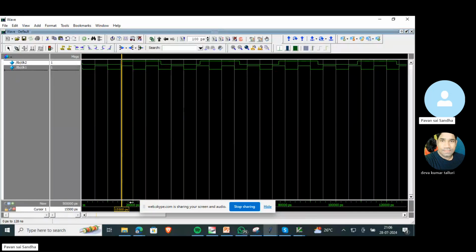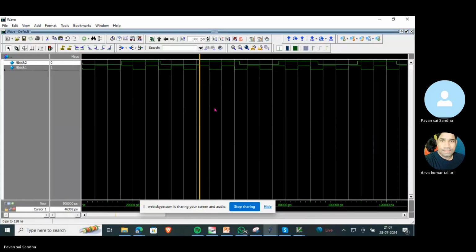Here I am getting, look at here, 15.500. We can generate the clock with decimal values also. And here I can see this. Here exactly we'll get that 31 nanoseconds. You can see that.